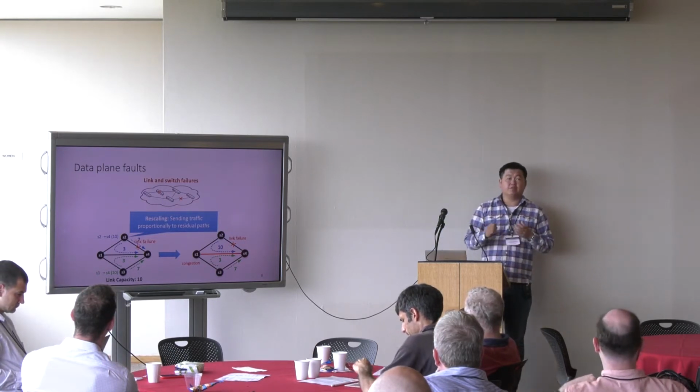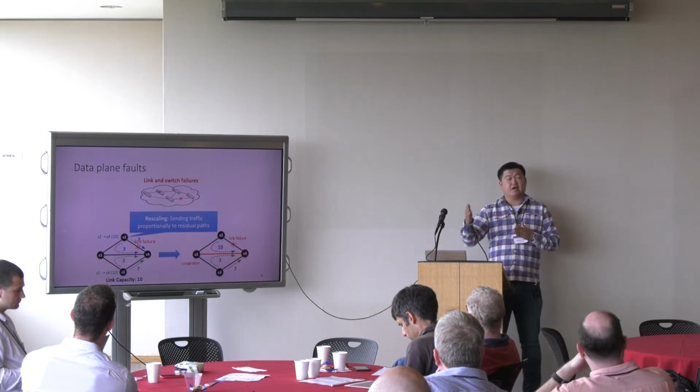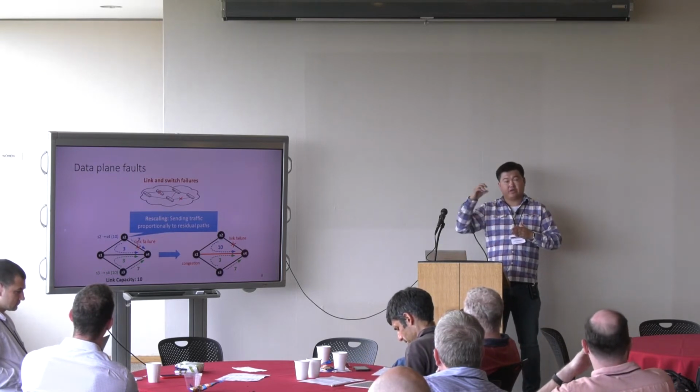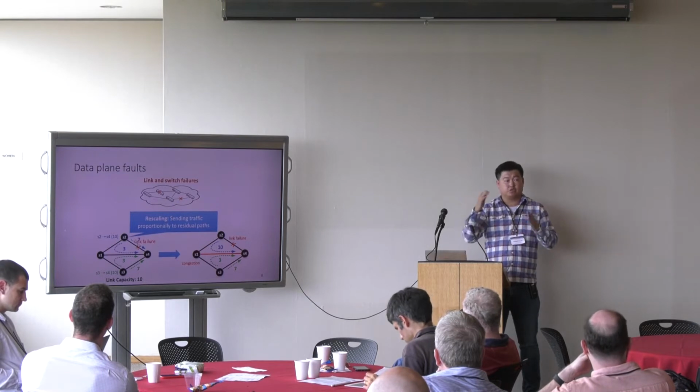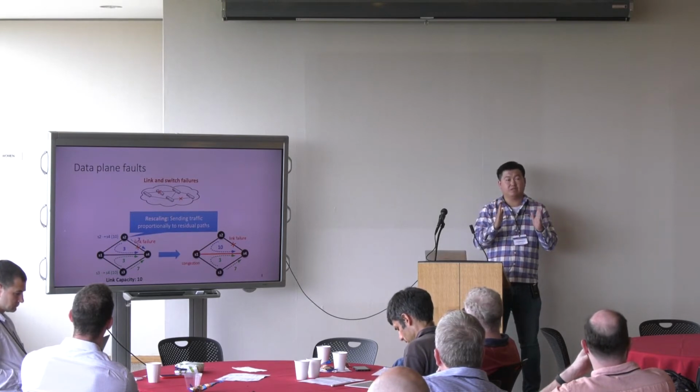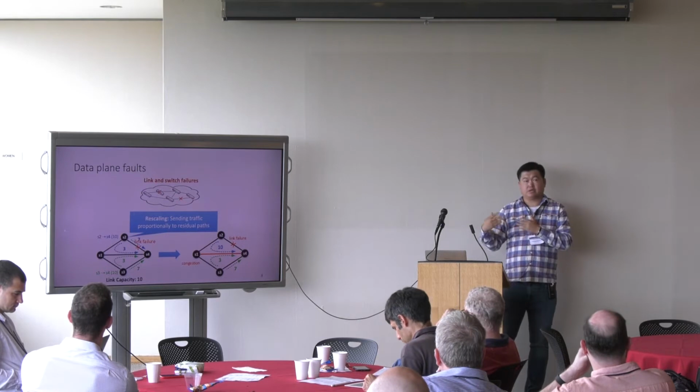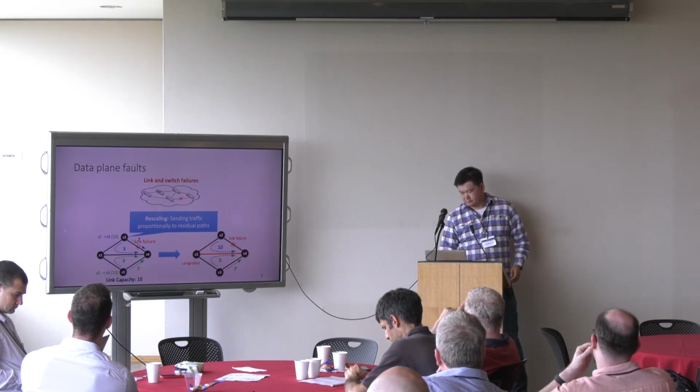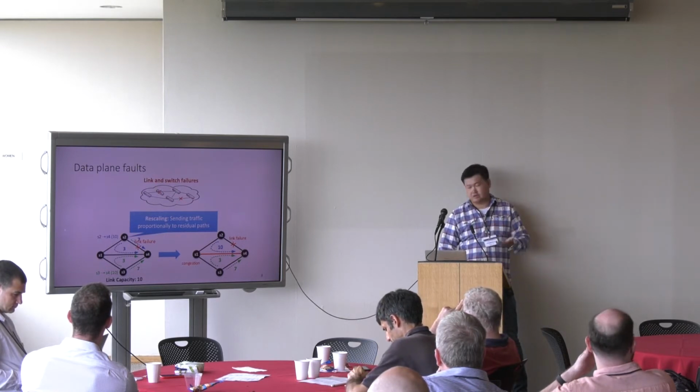This congestion can be fixed next time when the global controller reconfigures everything, right? But during this period, for example, a 5-minute period, the congestion will just keep happening. This is the congestion caused by data plane faults.